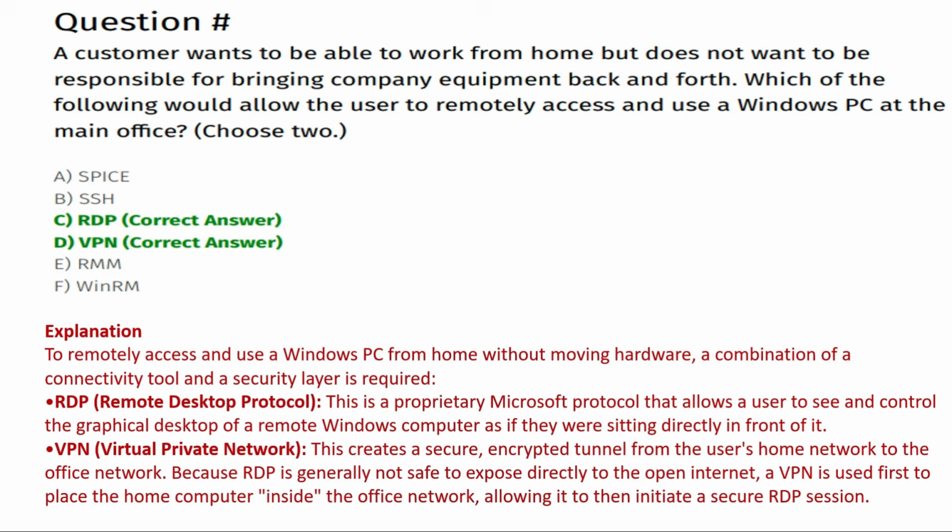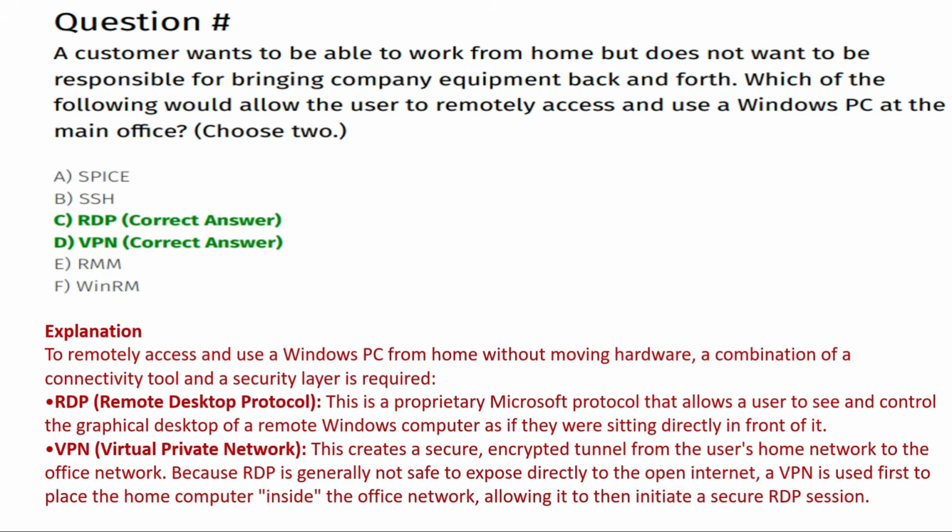And this is the question. A customer wants to be able to work from home but does not want to be responsible for bringing company equipment back and forth. So which of the following would allow the user to remotely access and use a Windows PC at the main office? Choose two options out of these. Option A, SPICE. Option B, SSH. Option C, RDP. Option D, VPN. Option E, RMM. Option F, WinRM. And the correct answer for this question is option C, RDP, and option D, VPN. So let's check the explanation.